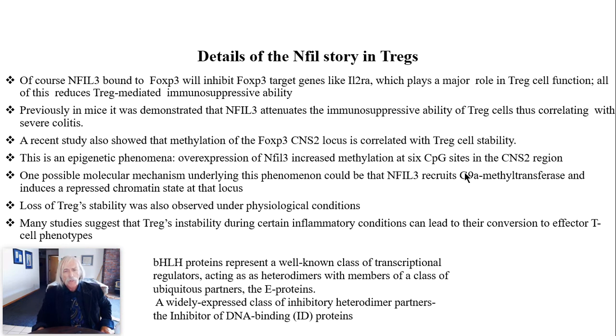Okay, not good stuff. So these basic helix-loop-helix proteins represent a well-known class of transcription factors. I want to remind you of this. They regulate transcription. They act as heterodimers with a member of a class of ubiquitous proteins called the E proteins. Those are a widely expressed class of inhibitory heterodimer partners, the inhibitor of DNA binding proteins, the ID proteins. You see how this works, okay? E proteins, ID proteins, you have to keep all this, of course, well organized in your mentation.